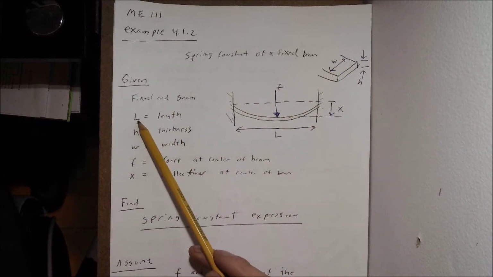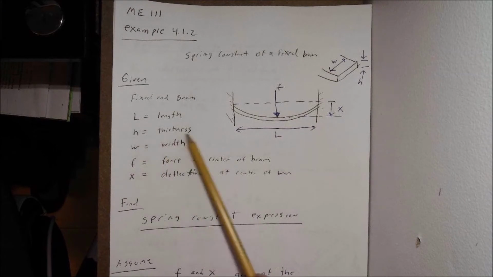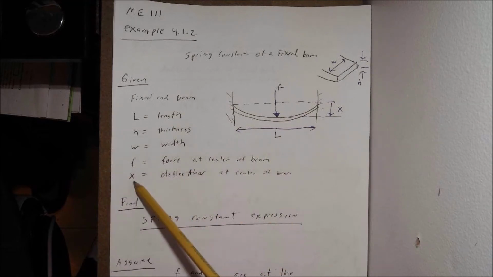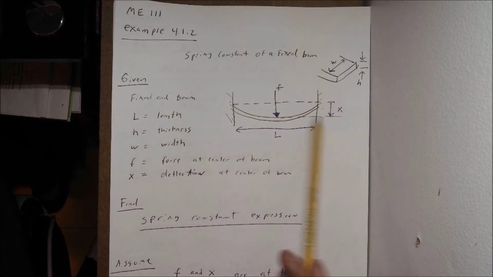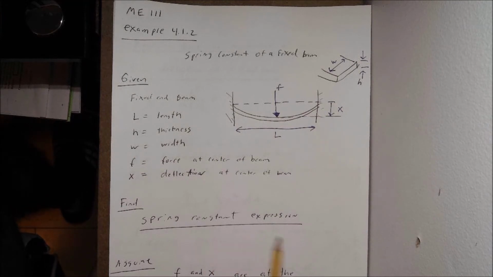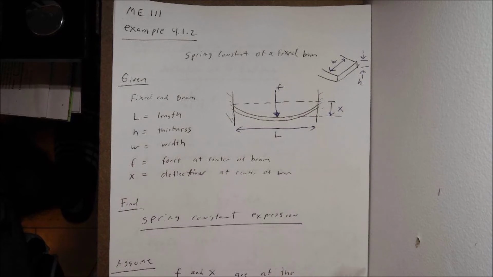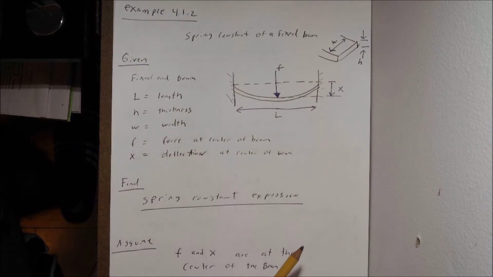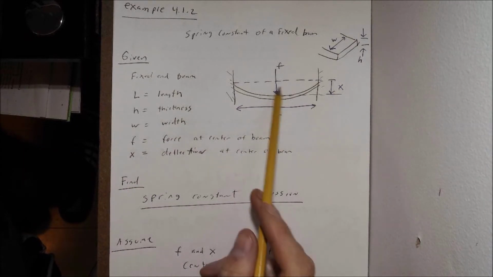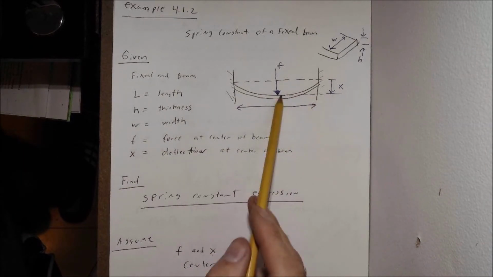I clearly write those out. L is my total length, H is my thickness, W is my width, F is the force at the center of the beam, and X is my deflection right here at the center of the beam as well. What are they asking us to solve for? They want us to solve for a spring constant expression, so we're looking for our K expression. The assumption we're going to make, which was given above but I like to rewrite, is that F and X are taken at the center of our beam.